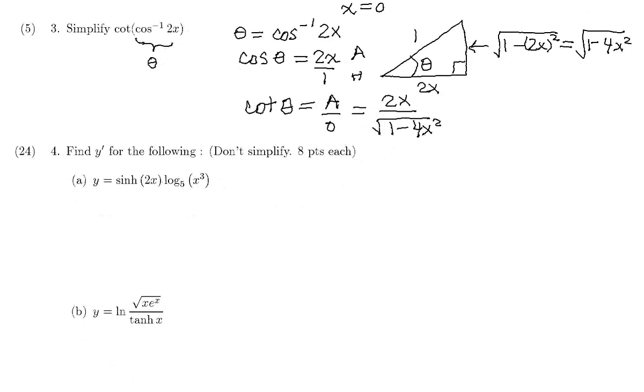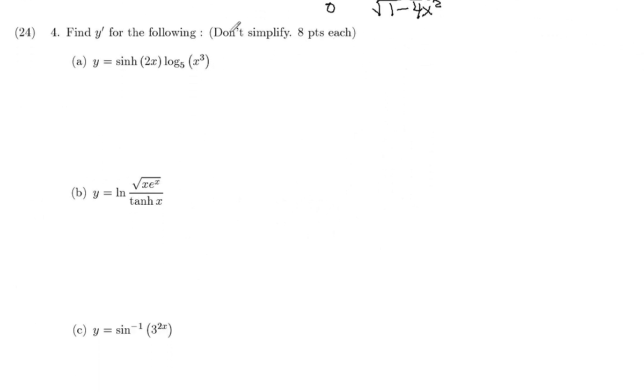Next up, we have some derivatives to do. We want to find y prime for the following functions. First, y is inverse sinh of 2x times the log base 5 of x cubed. Notice this is a product, so it involves the product rule. Let sinh of 2x be our f, and log base 5 of x cubed be our g. Then y prime is f prime times g plus f times g prime. And we're not simplifying, and it'll be that way on the exam too.